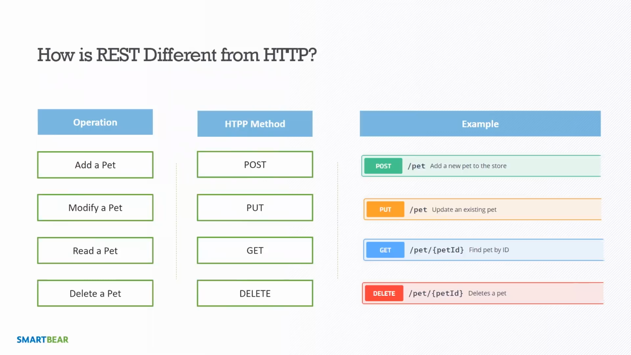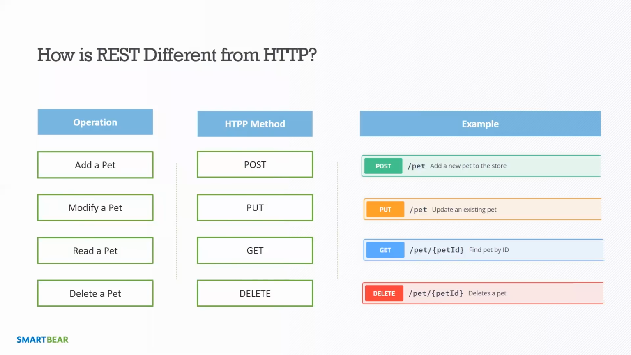And there was a beautiful coincidence that these methods already existed in HTTP. HTTP already provides these key methods: a post method, a put method, a get method, and a delete method. So REST said, okay, we will use post for adding a resource or an object to the system. We will use put to modify a resource or an object in the system. We'll read it using get, and we will delete it using the delete method.